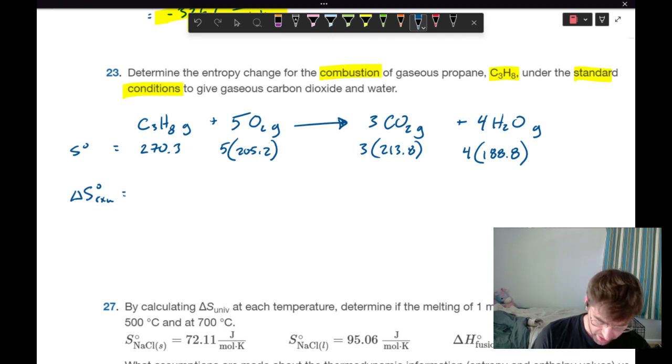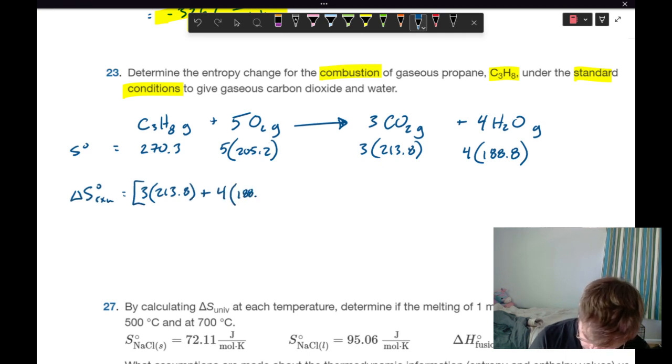Change in entropy for the entire reaction. We have products minus reactants. We have products, CO2 was there, plus 4 times 188.8, minus our reactants, 270.3 plus 5 times the quantity, 205.2.